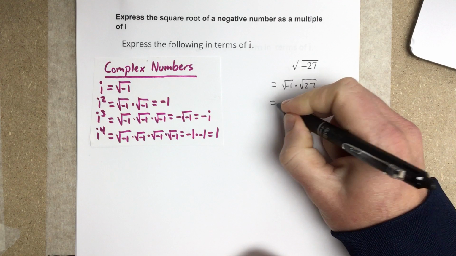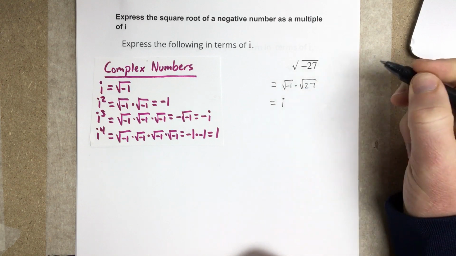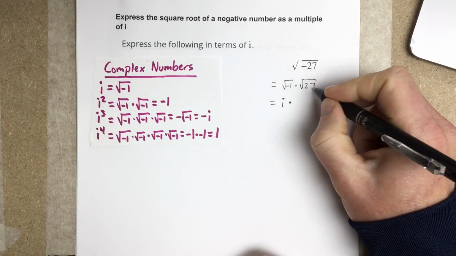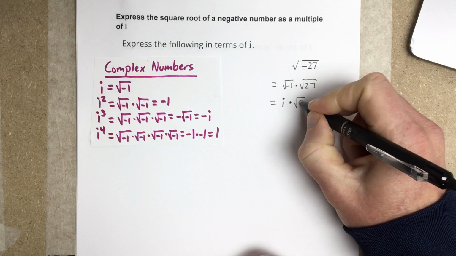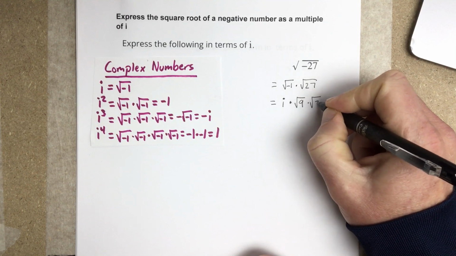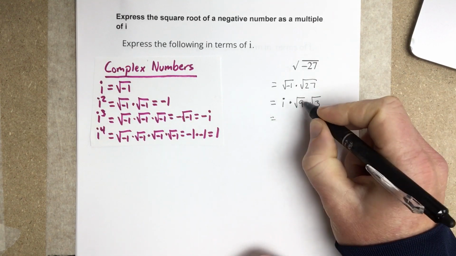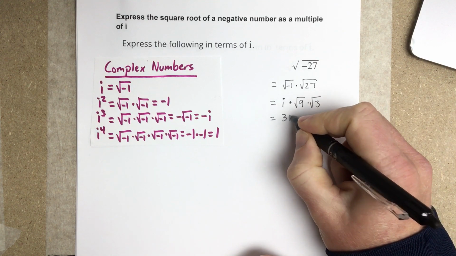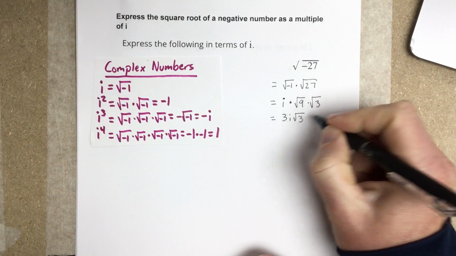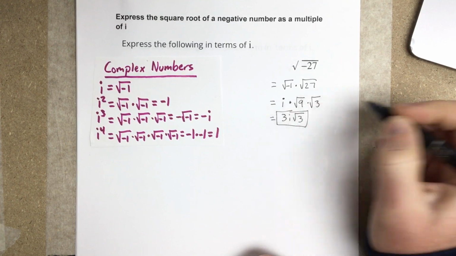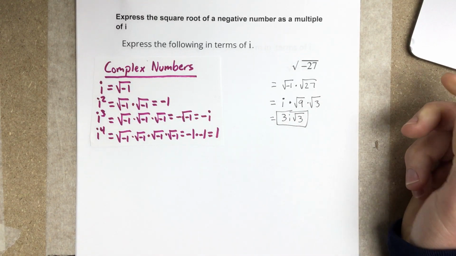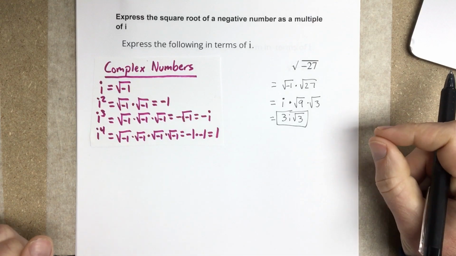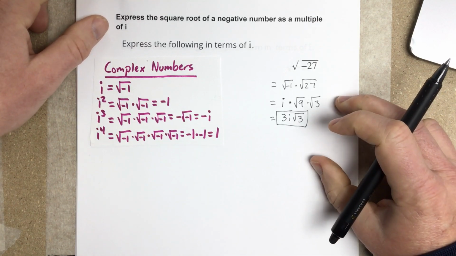So we can go ahead and replace that and say that this is i times, well, root of 27 is root of 9 times root of 3. Well, root of 9 we know is 3, so I end up with 3i root 3. And that's how you break down that radical with a negative on the inside.